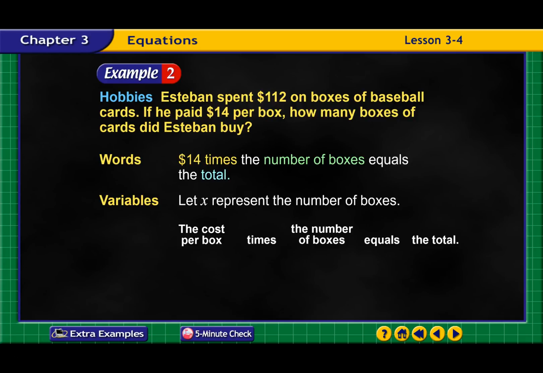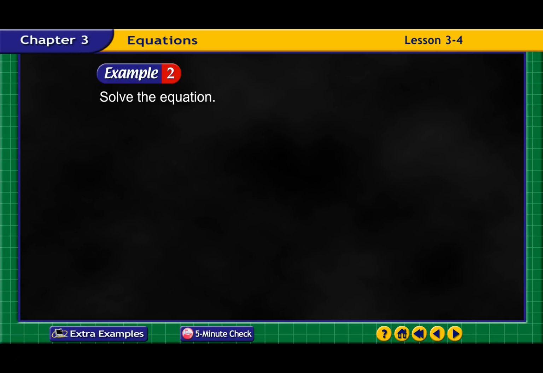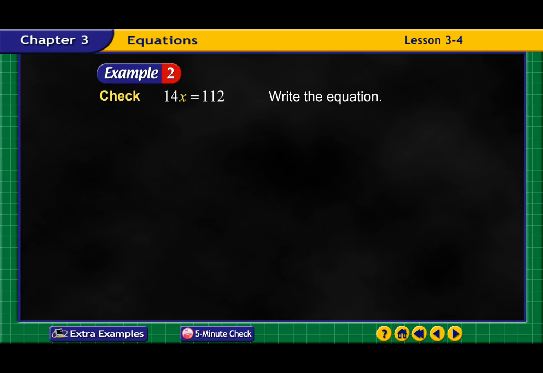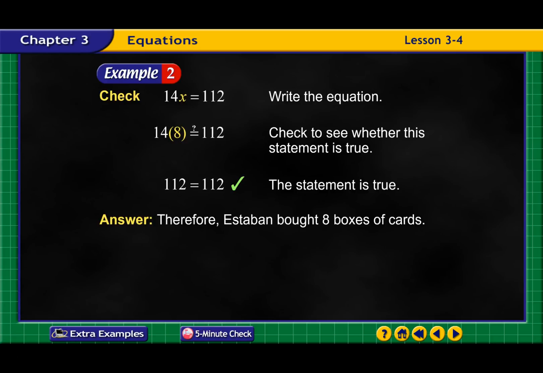So the cost per box times the number of boxes equals the total. So the cost per box we already know is 14 times the number of boxes, we're using x, equals the total. So then we're going to solve it. 14x, divide both sides by 14, equals, do the arithmetic, equals 8. So that means he's going to have 8. Oh, they want us to check it. Put 8 back in there. 14 times 8 equals 112. Therefore, he bought 8 boxes of cards.